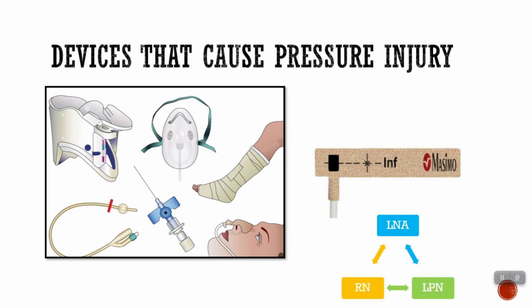One of the things also is the Masimo probe. If that's really tight on someone who has peripheral vascular disease and reduced perfusion, that can cause a pressure injury. So change those Masimo sites, rotate fingers, prevent pressure injury.